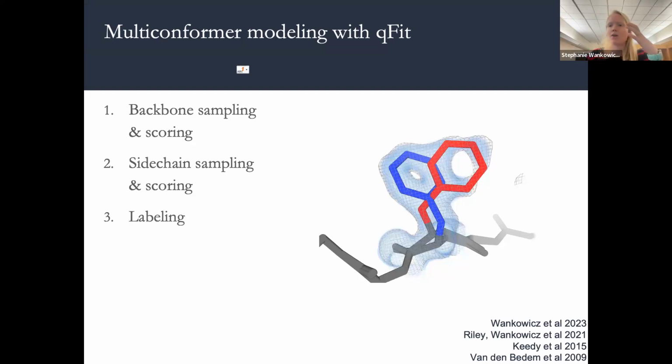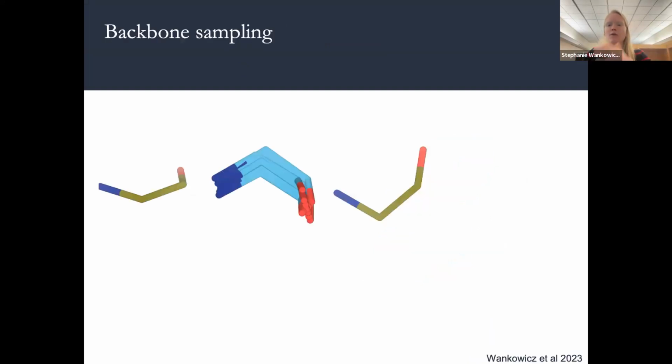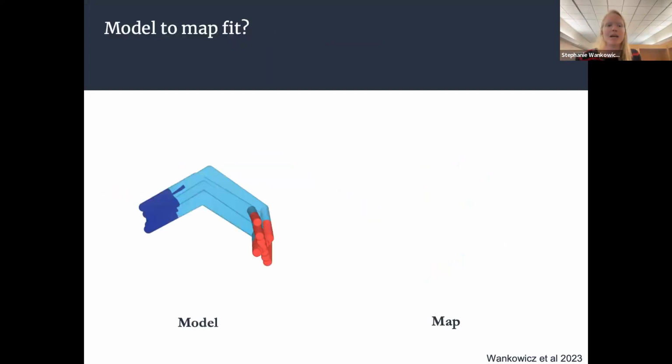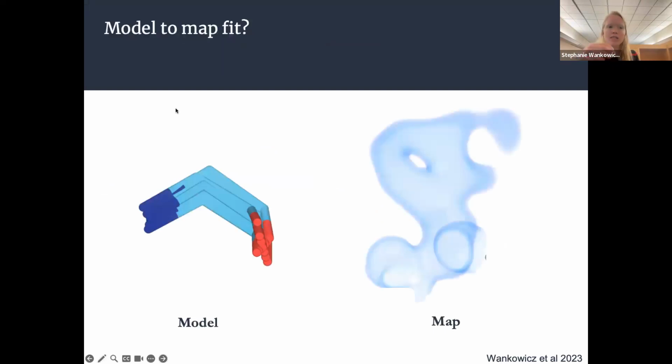So breaking this down a little bit more, we first start with backbone sampling. We really do backbone sampling along the up and down coordinate, so along the alpha carbon, beta carbon portion. And this is really because there's a lot less movement side to side. You have restrictions due to the side chains being there. And then the question is, what is the best model to fit the map?